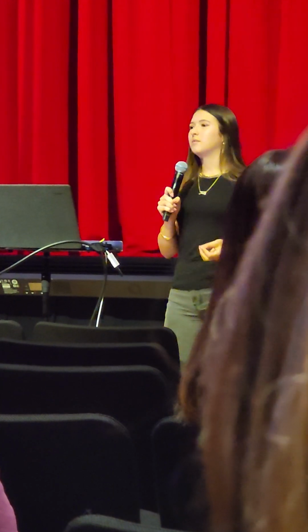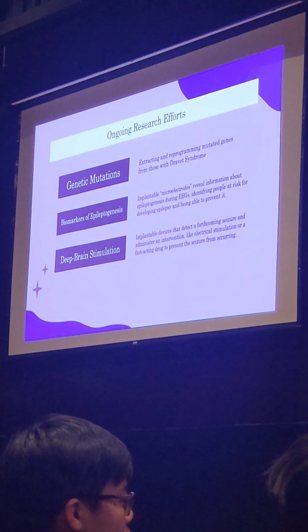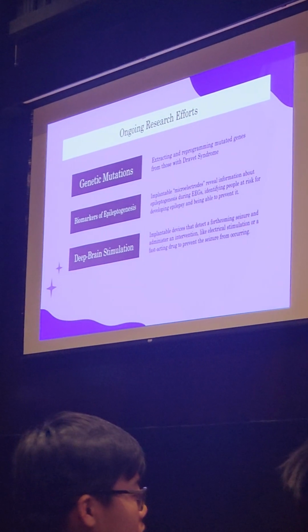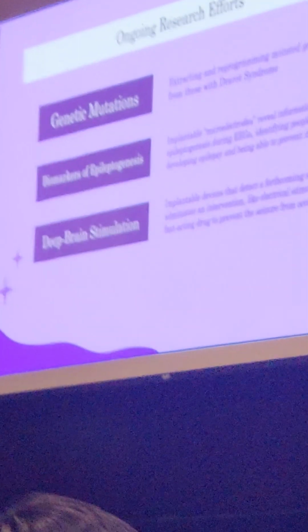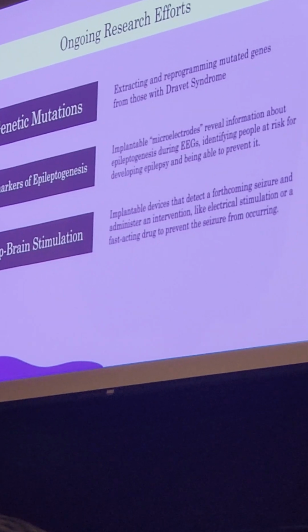Next is a similar innovation that involves deep brain stimulation. Scientists are also making implantable devices that can detect an oncoming seizure and prevent it from happening in the first place by administering a fast-acting treatment such as an electrical shock or a fast-release medicine.